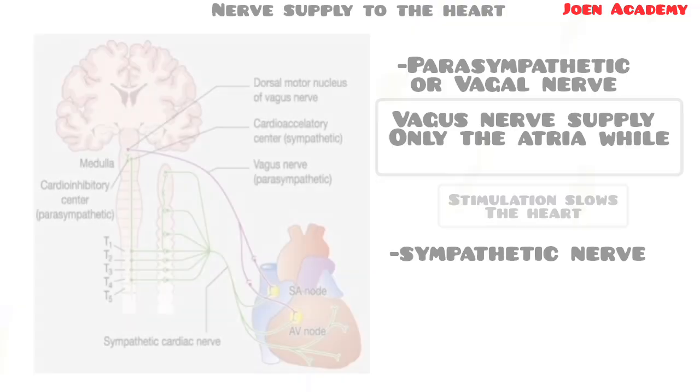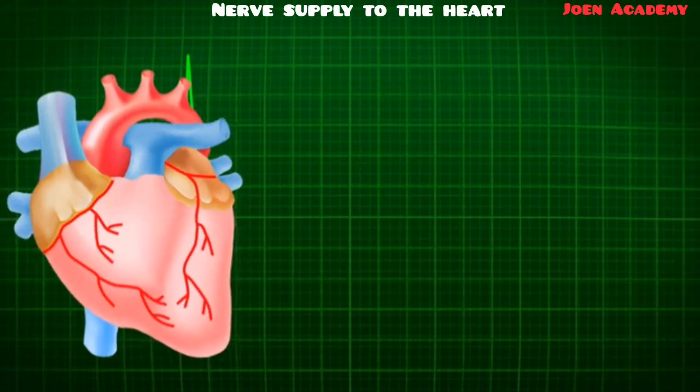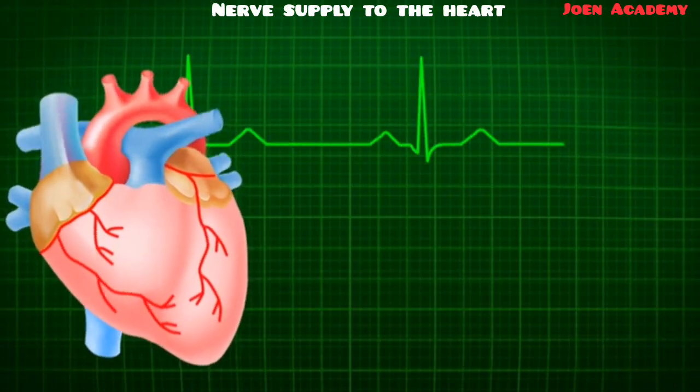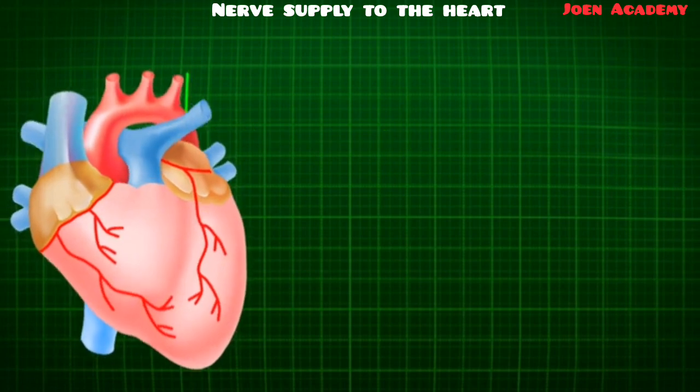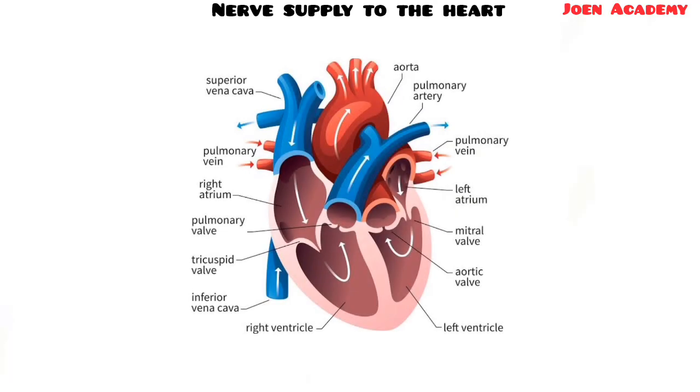The sympathetics supply motor and sensory fibers to the ventricles and the atria. The outflow comes from the cervical, that is from C3 to C5, and upper thoracic sympathetic ganglia, that is from T2 to T5. The sensory fibers respond to the nociceptive stimuli, thereby mediating cardiac pain. Unlike the parasympathetic, stimulation of the sympathetic increases the rate and force of contraction of the heart and dilates the coronary arteries.